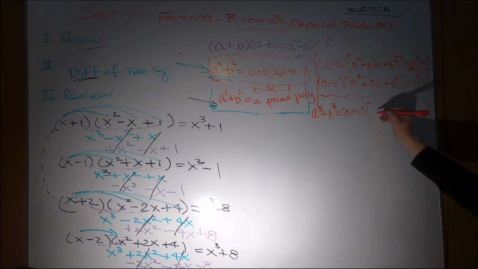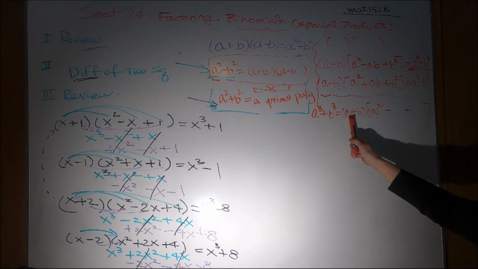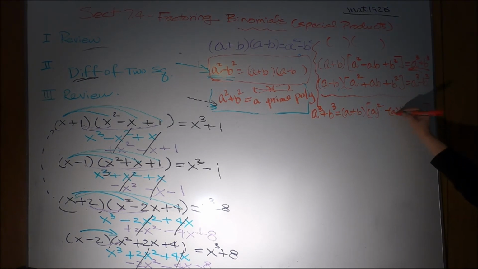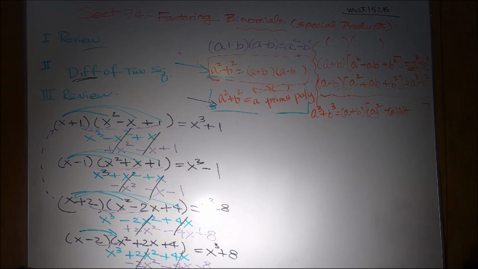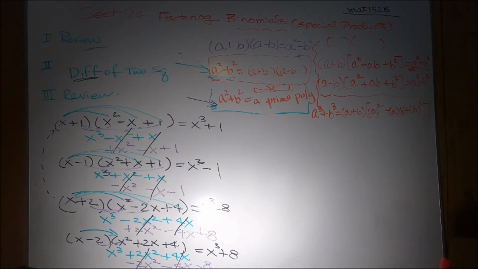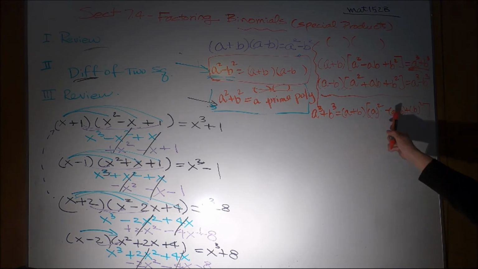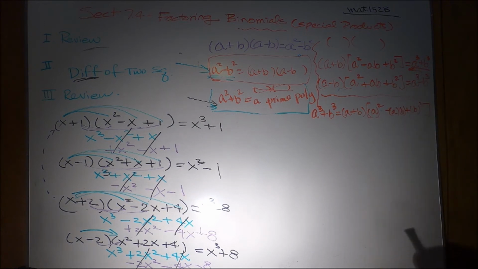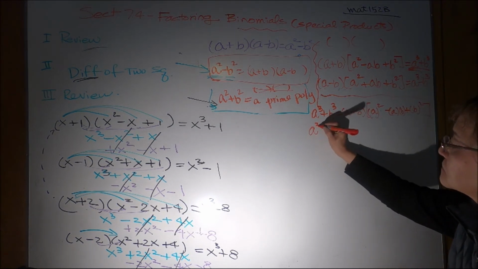Then first term should be what? The first square. Second term should be what? They multiply together, A and B. The third term should be what? B squared. That's the formula. You will have some difficulties with this, but practice with it, you'll be okay.